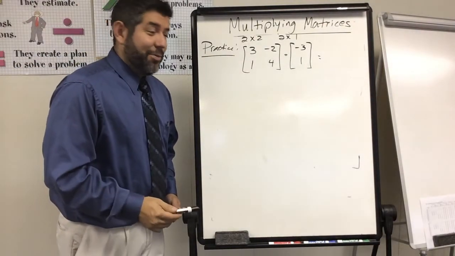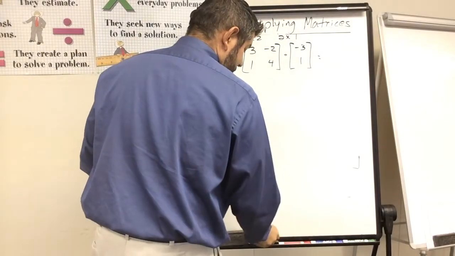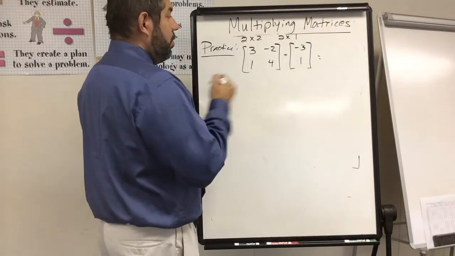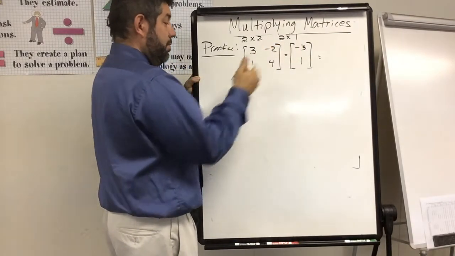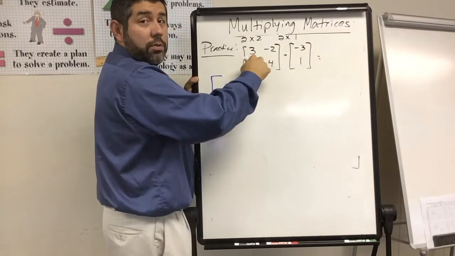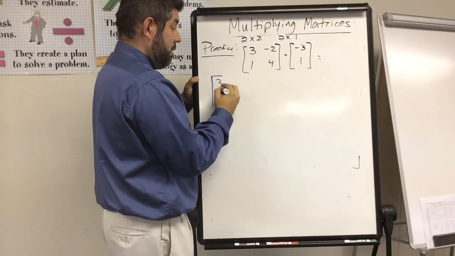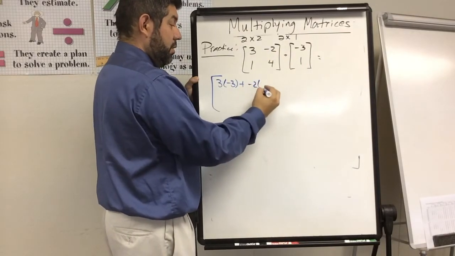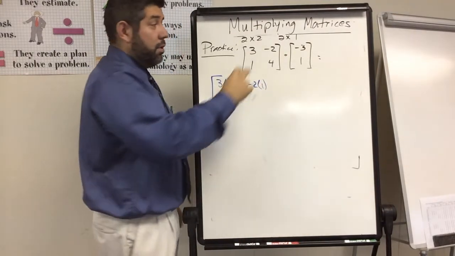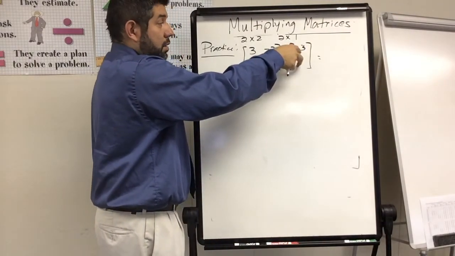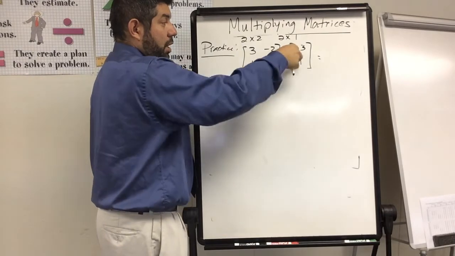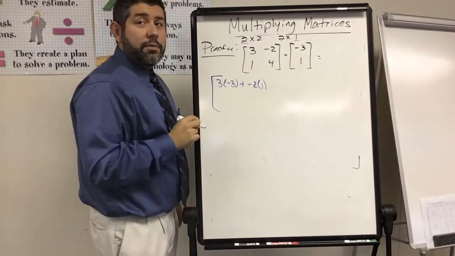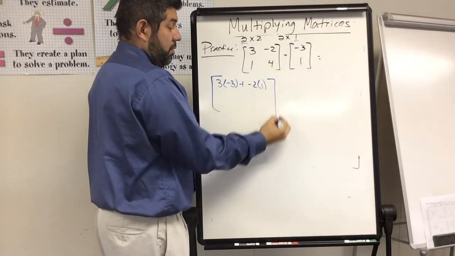Came back and solved it pretty quick, huh? You should have tried and paused it there. So let's go and try this out. So we're going to go row, column. So this row, it's 3 times negative 3 plus negative 2 times 1. Okay, so that's our first one. Then we're going to go row, column. So it looks like we're going to end up with a 2 by 1, right?